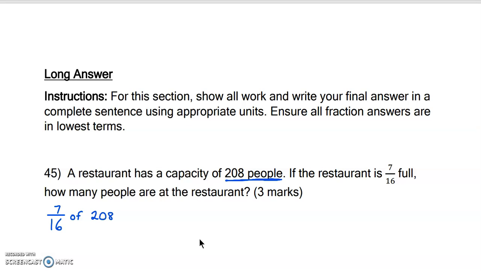So another way we can look at this is we have 7/16 of the maximum, which is 208. And so what we're going to do here is we're going to multiply. And we can multiply any number first. I'm going to take the 208 over 1, and I'm going to multiply that by 7/16. And when I do my cross-reducing or I reduce at the end, either way, you're going to end up with a total of 91. So 7/16 of 208 is 91. And the sentence you would write is, there are 91 people at the restaurant.